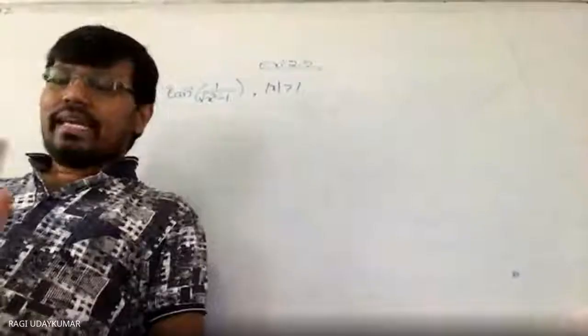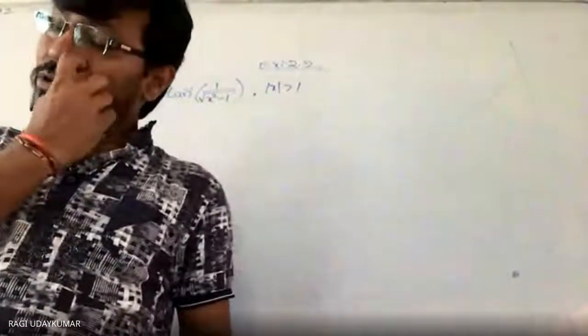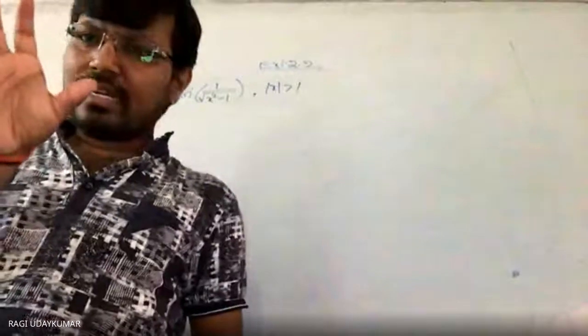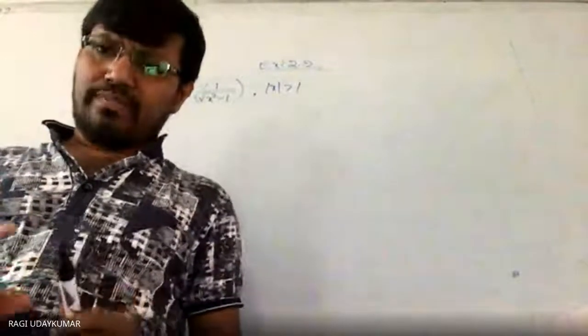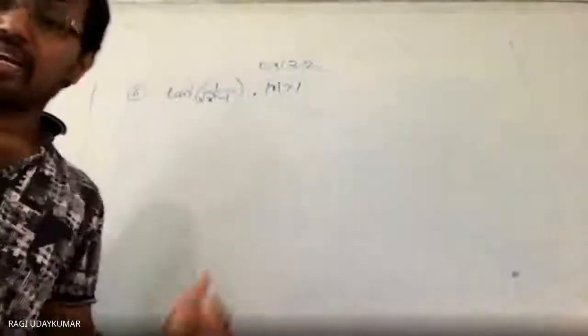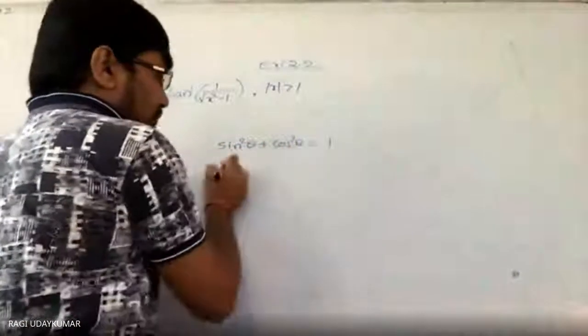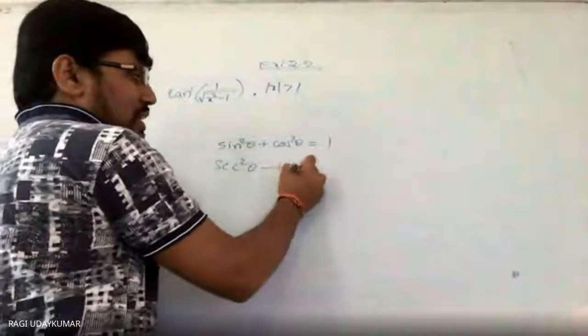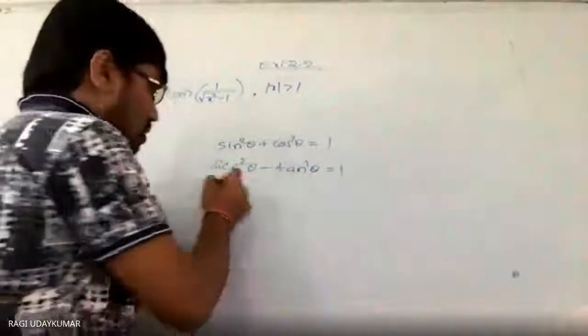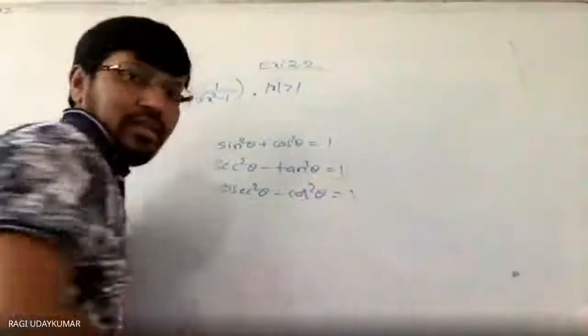Do remember all these trigonometric identities; if you keep them in your mind, you will be able to say. Otherwise you cannot. From the 10th class onwards, all the identities should be in your mind. Sin square theta plus cos square theta is equal to 1. Secant square theta minus tan square theta is equal to 1. Cosec square theta minus cot square theta is equal to 1. These three are learned in the 10th class.